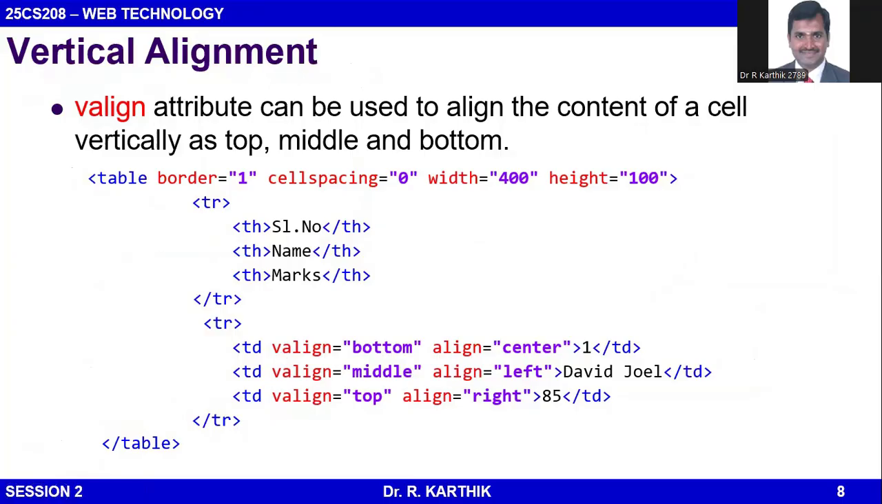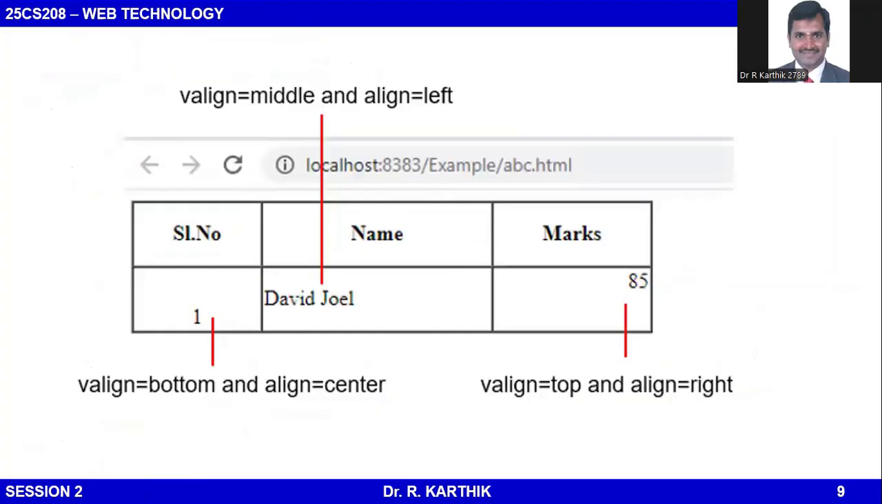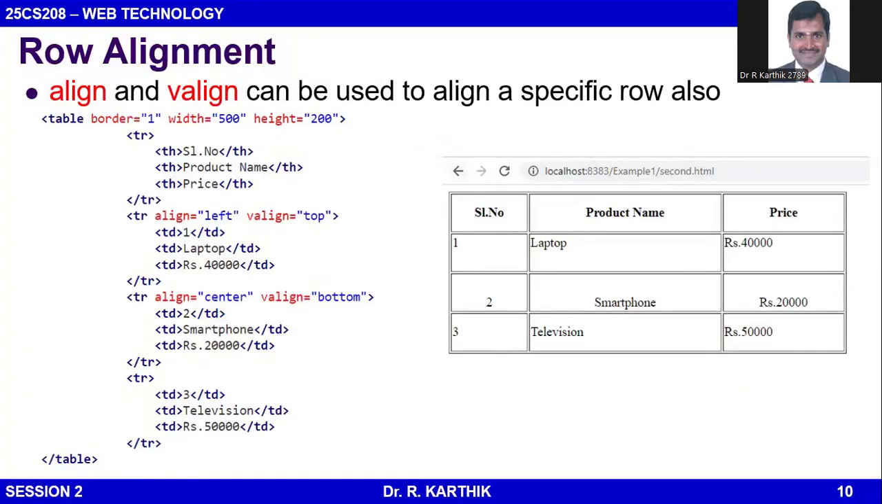Then vertical alignment is also possible. What is the attribute supporting this? It is valign. Valign equal to bottom, middle, top. So whatever is required based on the given layout, we can choose. So you can see here vertical alignment is bottom and alignment equal to center. Vertical alignment is middle and alignment at the left end. The alignment at the right, valign is top. So in this way, we can align data values. Then row alignment is also possible. We can go with align and valign inside the TR tag, that is the table row tag.